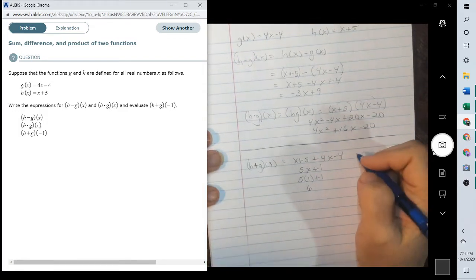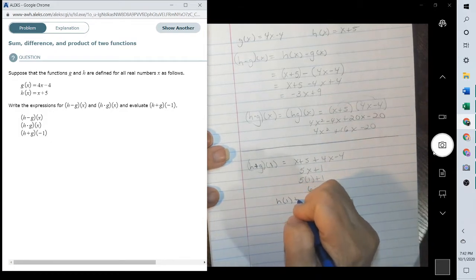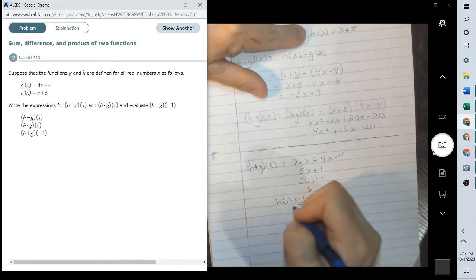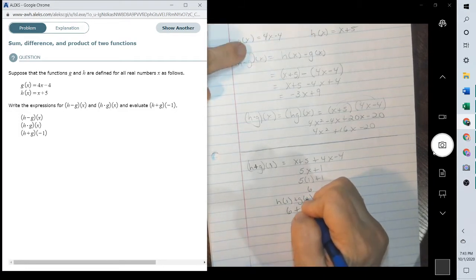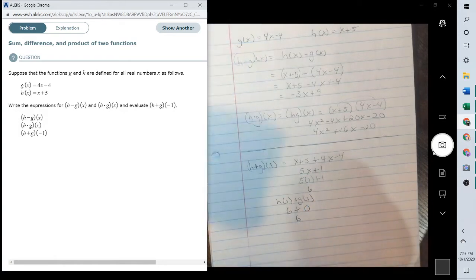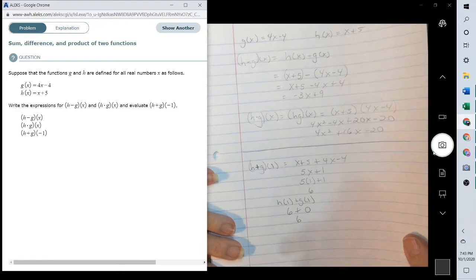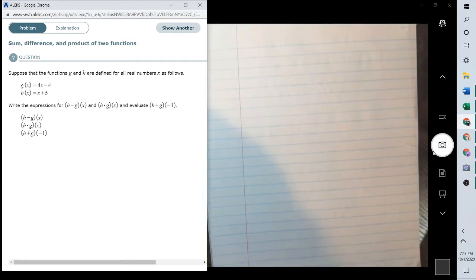So you could do it that way, or you could find each of them first. h of 1 plus g of 1. h of 1, 1 plus 5 is 6. g of 1, 4 minus 4 is 0. 6 plus 0 is 6. So those aren't too bad.